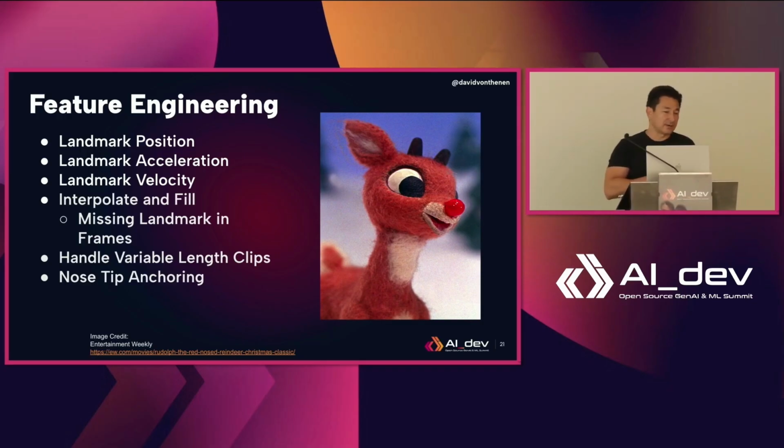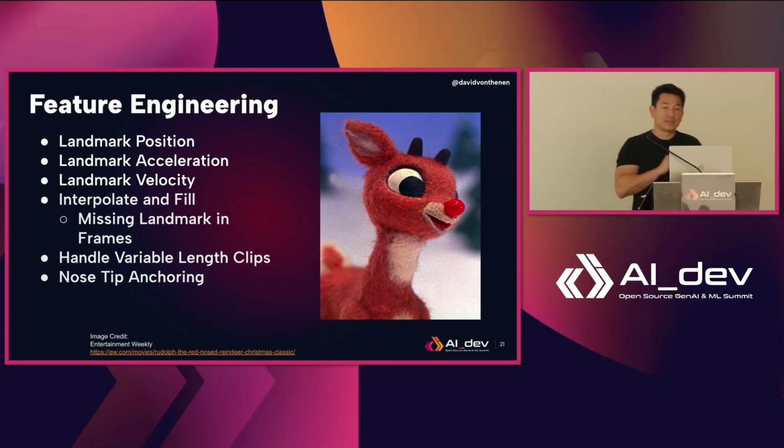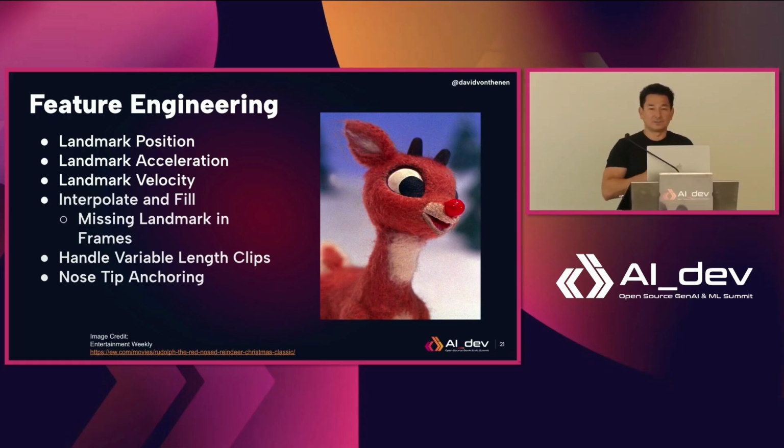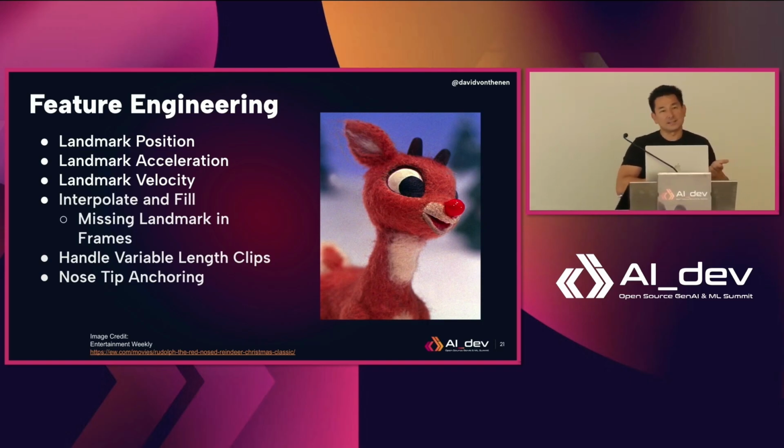Some of the things that were added were, obviously, position. When you run that library against a frame in a video, it gives you X, Y coordinates of every facial point in that frame. So you get the position, and then acceleration, because this is video, which is time-based. So over time, we can measure the acceleration and the velocity.